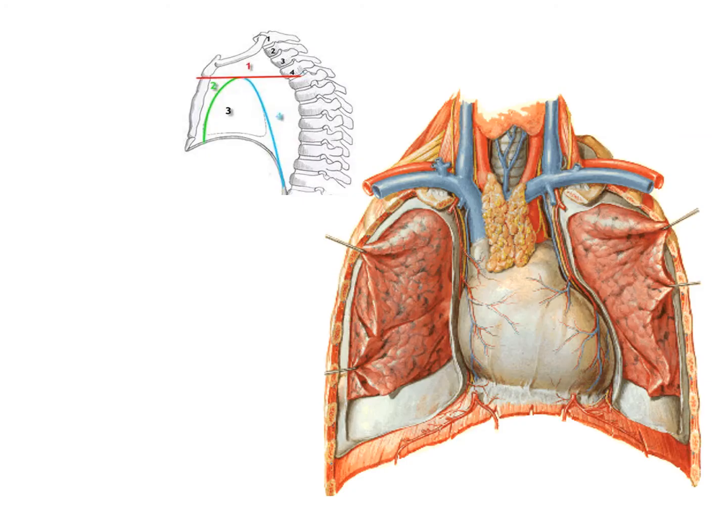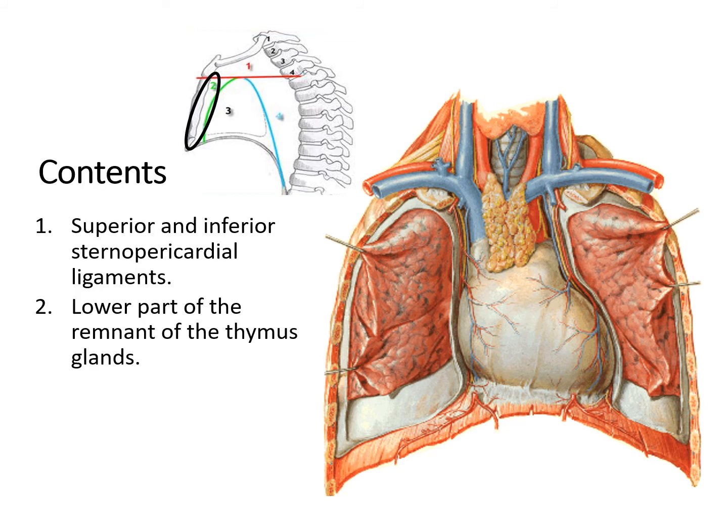Next, guys, after learning the boundaries of the anterior mediastinum, we will talk about the contents. I think this one is very easy because we only have 2 contents in the anterior mediastinum, which unfortunately you will not be able to see in this figure, but I will explain further. Number 1 is the superior and inferior sternopericardial ligaments. And number 2 is the lower part of the remnant of the thymus gland. Here, the lower part of the thymus gland you are able to see. That is part of the content of the anterior mediastinum.